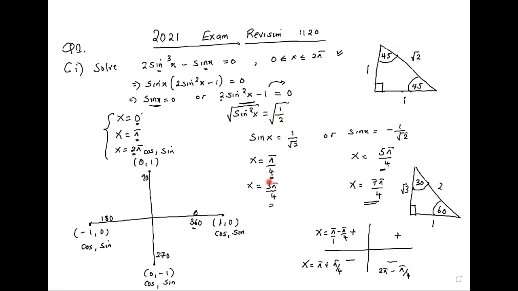Then where is sine negative? Sine is negative in the third and fourth quadrants. So you get an angle here by adding, because we are using a reference angle from the first quadrant. You get an angle here in the fourth by subtracting.